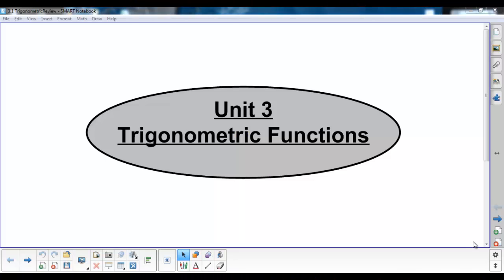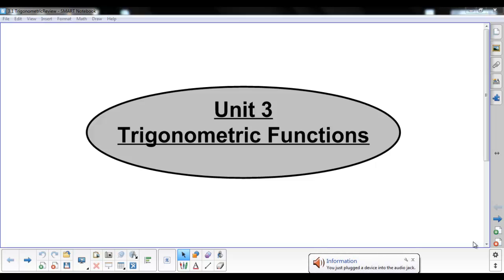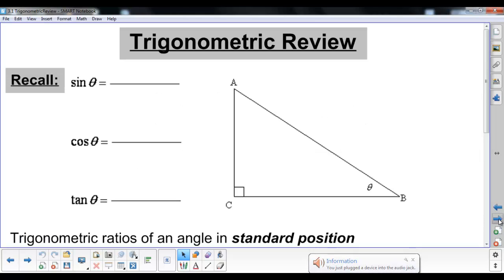Hey guys, and welcome to the first lesson of Unit 3. We are going to do a little bit of trig review today. So we'll start off with some stuff we've learned in grade 10.